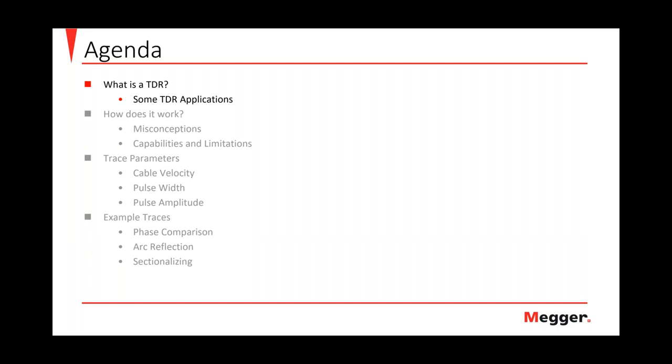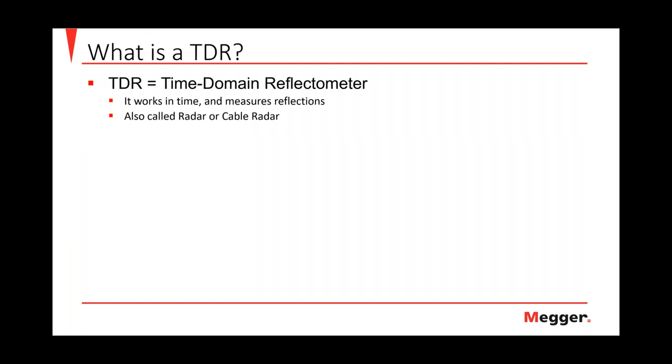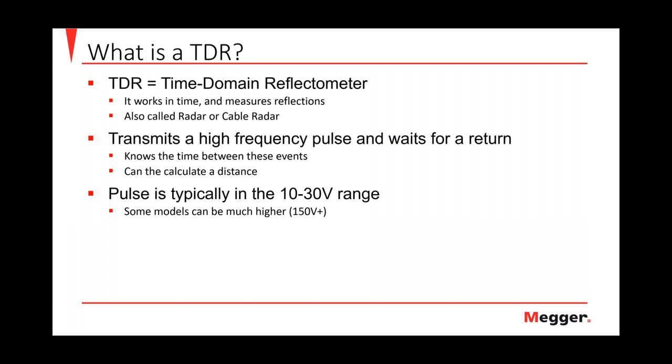So let's get started with what is a TDR. A TDR is a time domain reflectometer. That means it's a reflection meter that works in the time domain. It's also commonly called a radar or cable radar. It transmits a high frequency pulse onto a test specimen, and then it measures the reflective waveforms from various discontinuities in the insulation. So what the machine does is it transmits that pulse, measures the return, and calculates a distance based on the time between those two events.